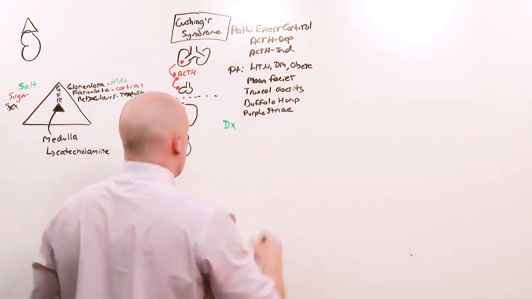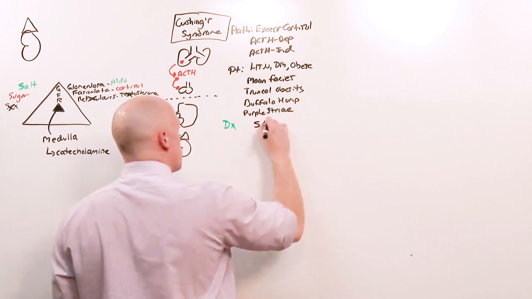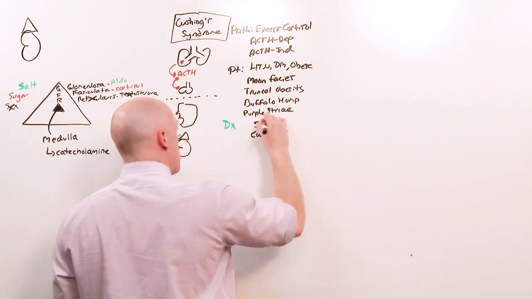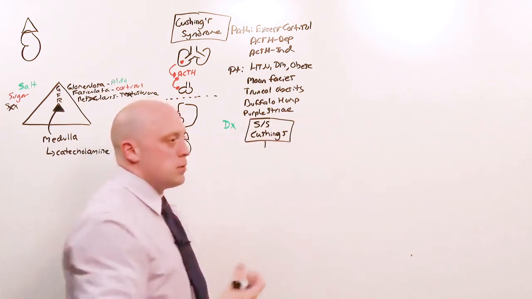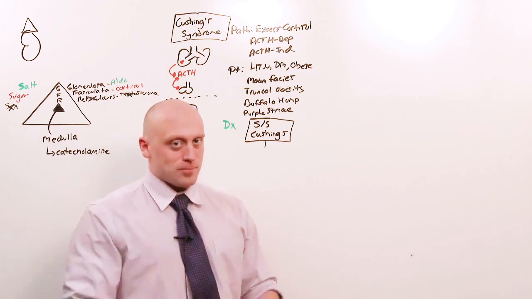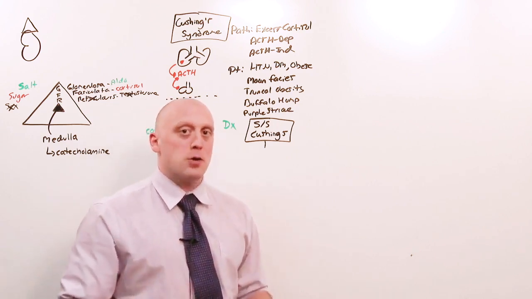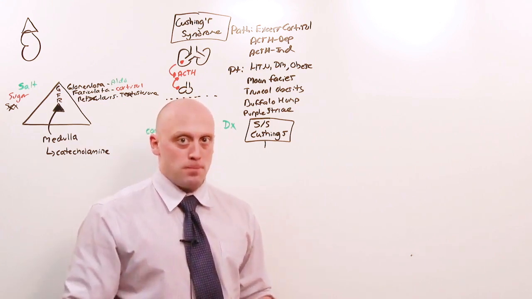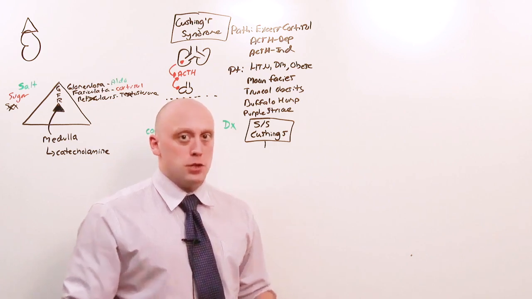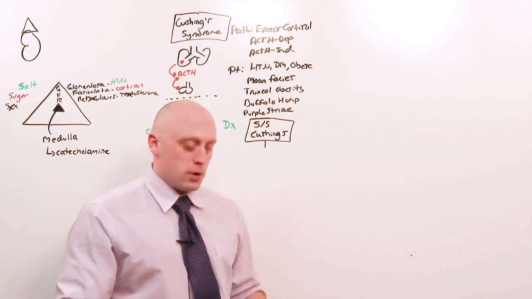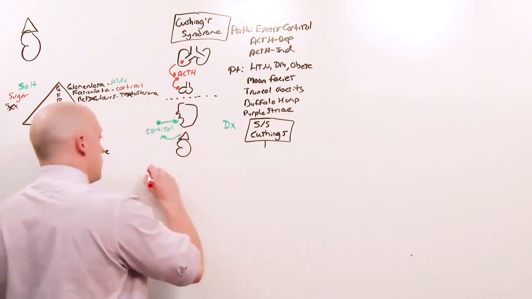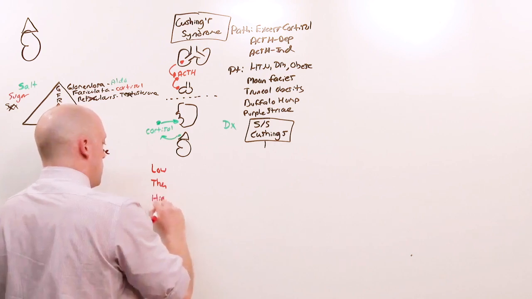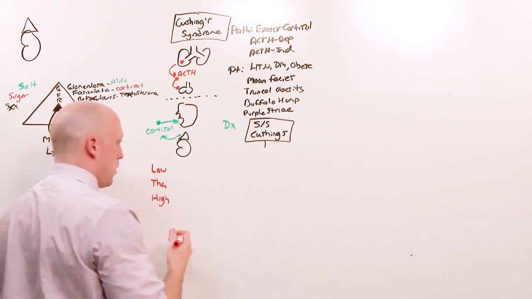So someone comes in with the signs and symptoms of Cushing's. You want to be really sure that this person has biochemical evidence of Cushing syndrome before you start this workup. So there's a couple of tests you can do. What I want you to remember is low, then high. Low, then high. It will help you with the diagnostic workup.